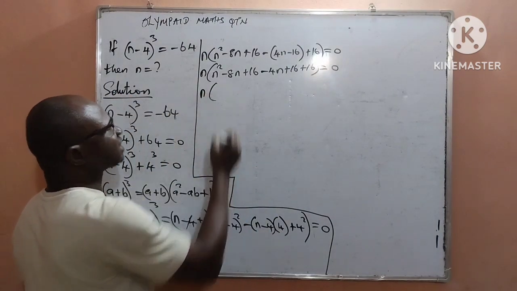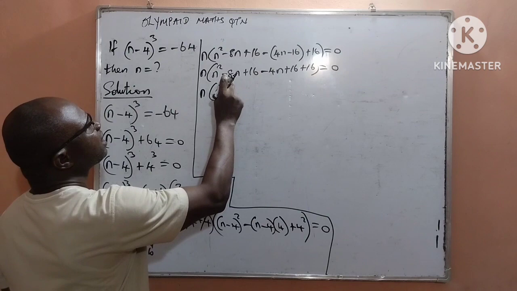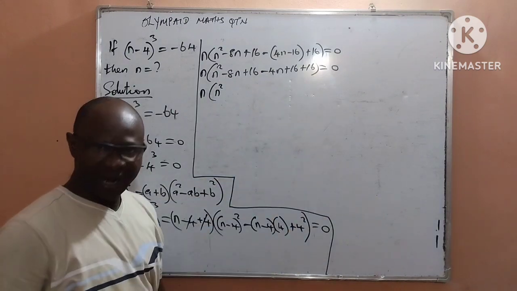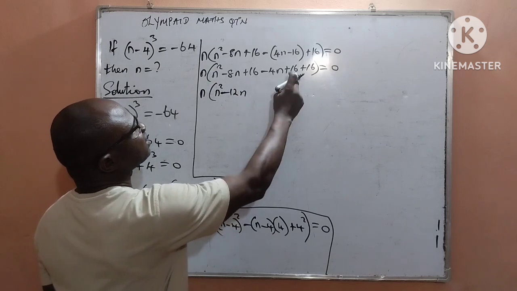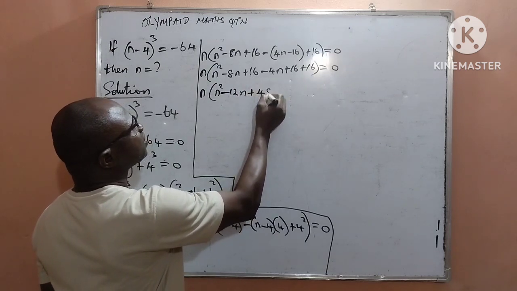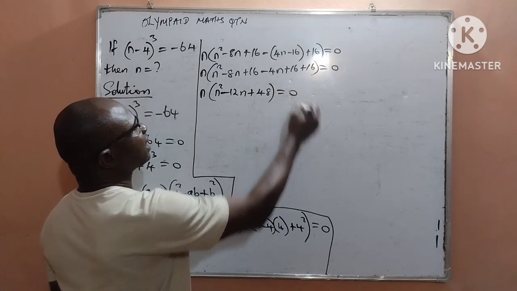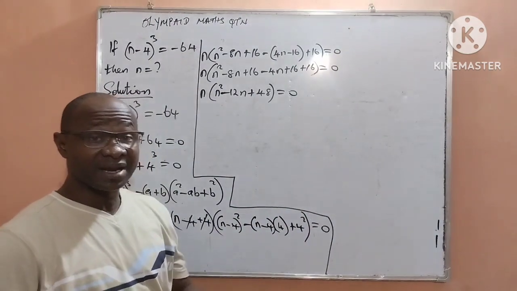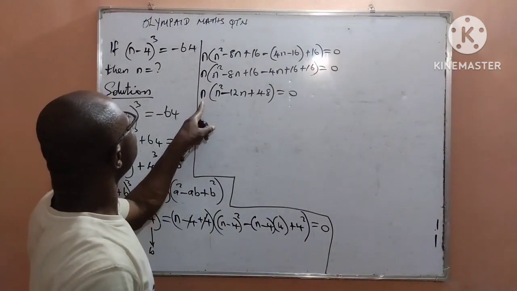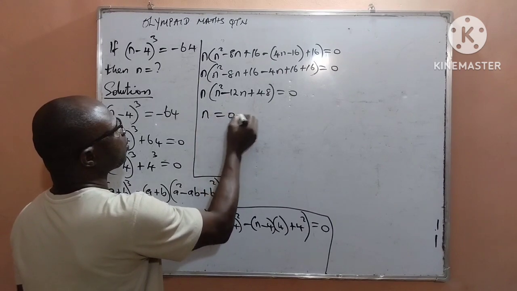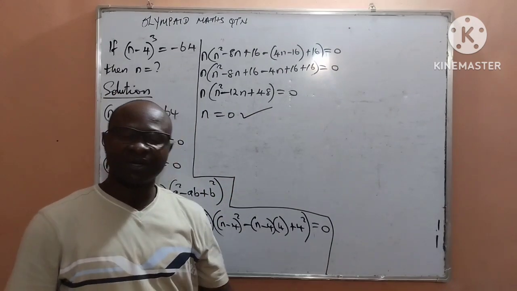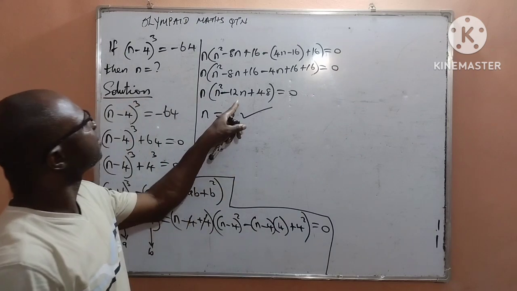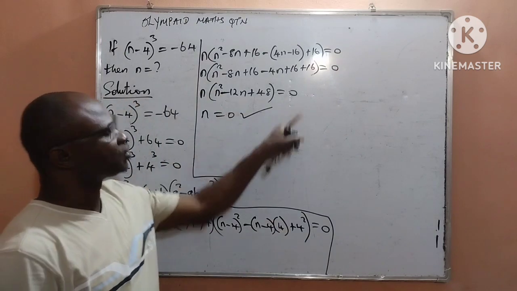Okay? Still working on the second bracket, I will have n squared minus 8n minus 4n is going to give me minus 12n. Then 16 plus 16 plus 16 will give me plus 48. And it is all equal to 0. You can now see, it implies that n here is equal to 0. And to that, we have gotten the first value of n. Now, we come into the second bracket, which will be equated to 0 as well.